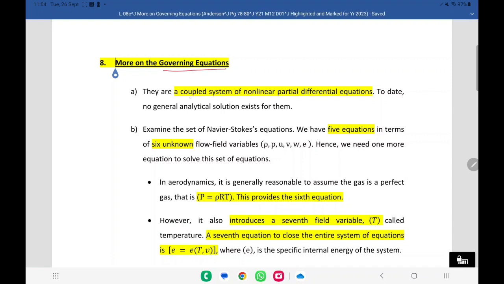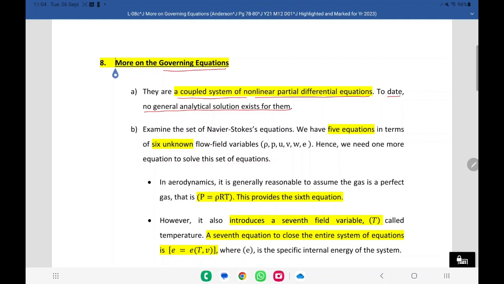the first observation is that it's a coupled system of non-linear partial differential equations, and to date no general analytical solution exists for them. We have said this a number of times: there is no analytical solution for these equations.